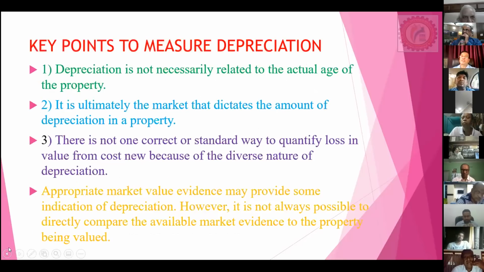And key points to measure the depreciation. Once again, I am repeating this one: depreciation is not necessarily related to the actual age of the property, because I have explained in detail. I will show you a beautiful graph also. Don't forget that graph. Whenever you are doing some valuation, remember that graph. Okay, so that is more than sufficient.